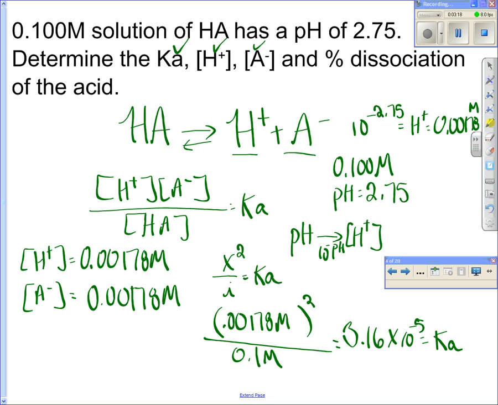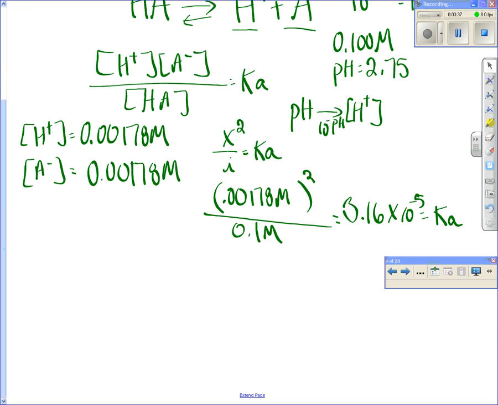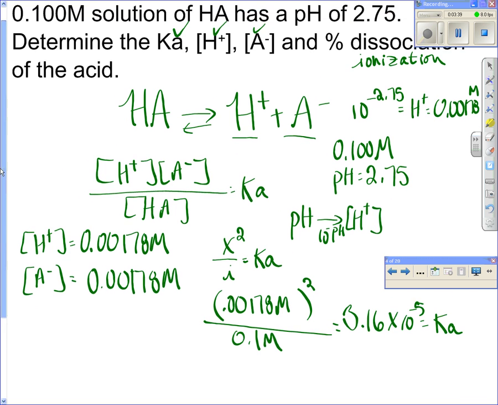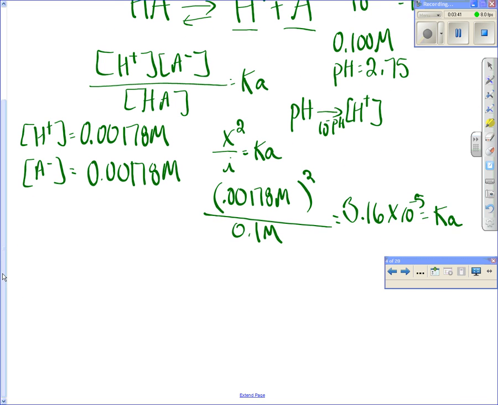The last thing it's asking for is percent dissociation. Another way I could have asked that is percent ionization. It just means how much is it really breaking apart. If it was a strong acid, I would have 0.1 molar HA, and it would give me 0.1 molar H and 0.1 molar A. It would break up 100%. But this is not a strong acid. Obviously, I've got a Ka of 3.16 times 10 to the minus 5, so it's not going forward that much.